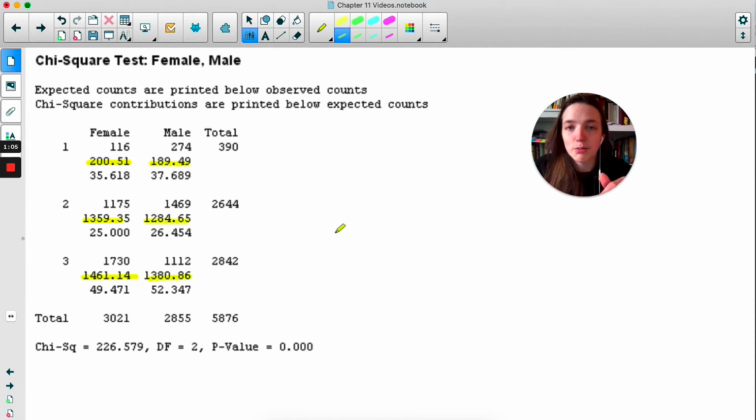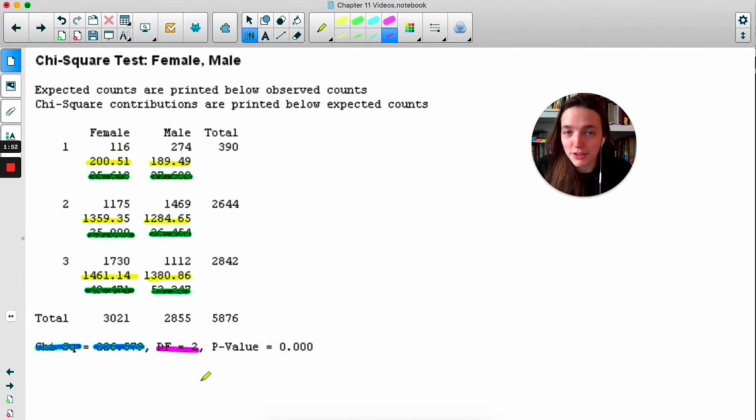So those yellow numbers are all the expected counts. The number underneath the expected count is the chi-squared component. So they're getting this number by taking 116 minus 200.51 squared over 200.51. They're doing that for you. So all of the green numbers are the chi-squared components. You can probably guess what this is. Yes, that is chi-squared. That's adding up all the green numbers to get you the chi-squared value.